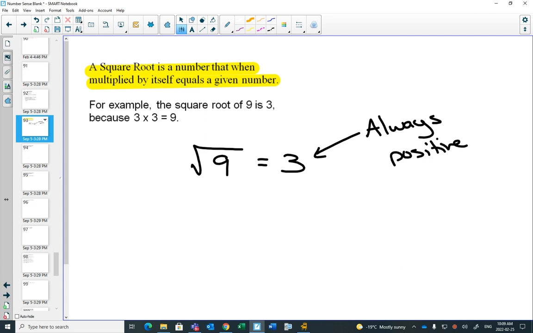So even though, did you know that -3 times -3 is also 9? But when we write the square root of the number, even though -3 would also give you 9, the square root of a number is always positive. And that's partially so that our calculators work. When we hit the square root button on our calculator, we want it to give us one number. The calculator would be confused if it had to give more than one number. So this is why it's always the positive one that comes up.